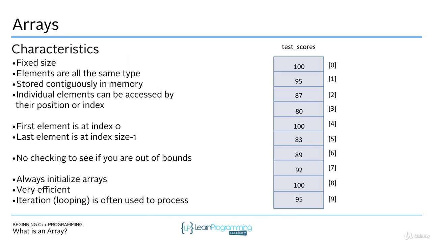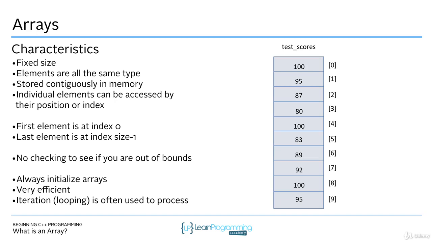Arrays allow you to tell the compiler to give you a collection of as many elements as you want and give the entire collection a single name. So you no longer have to name each individual element. Let's go over some of the characteristics or properties of arrays. Arrays are fixed in size. Once you create an array of a specific size, the size cannot change.